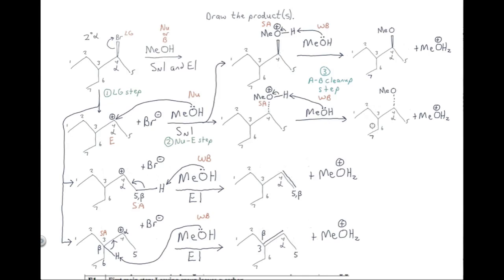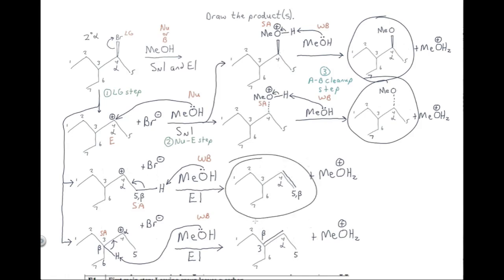Notice that we ended up with 4 main products. 1, 2, 3, 4 main products. That might seem like a lot, but that's not very unusual for this type of problem. It's actually quite common for this type of problem that involves both SN1 and E1 to give multiple products. So it's not uncommon to have 4 different products for this type of problem.